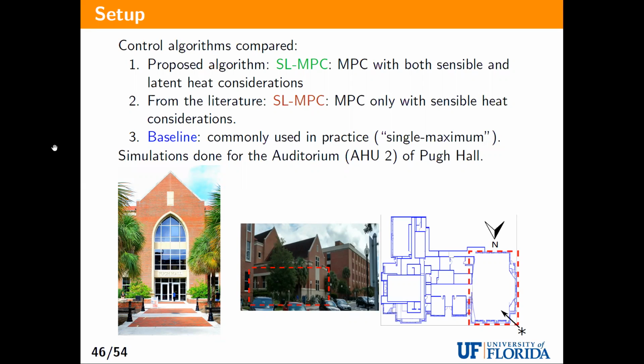And we fitted these models to data from this large zone in Pew Hall. It's an auditorium. It's got one large AHU, with an average air flow rate of about 4,000 CFM. So we do the simulation. We fitted the models to that particular building's data, so we know that we are not completely cooking everything up.